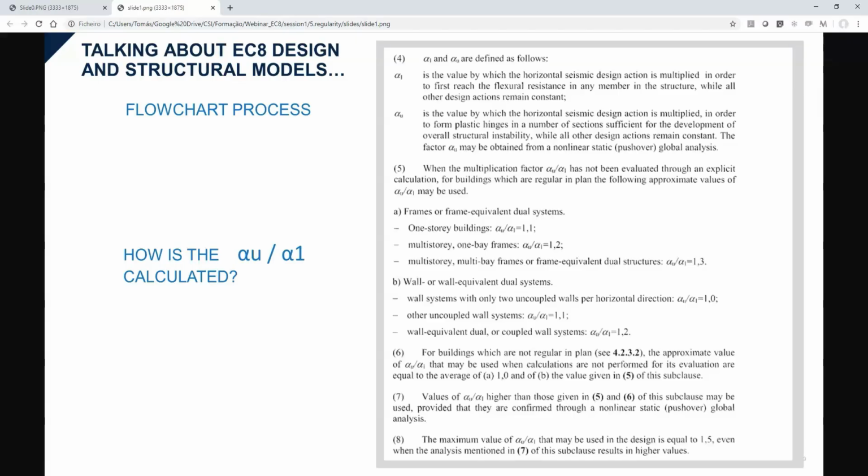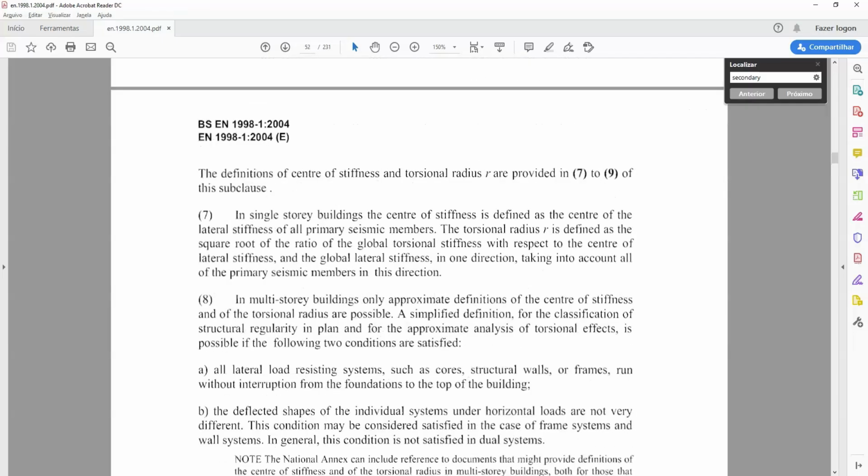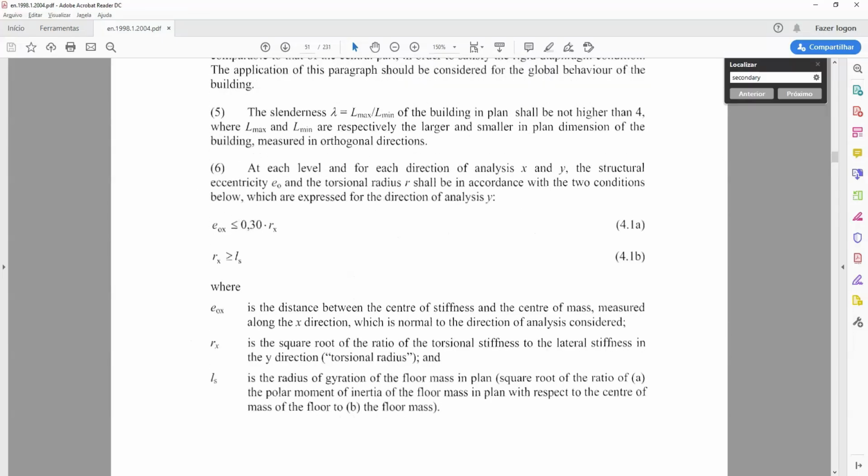Now let's look at the conditions to classify the structure as regular in plan. The Eurocode indicates 2 points we must verify, 4.1a and 4.1b, which relate to concepts we visited earlier. The first condition is that E0x, in both directions, must be less than or equal to 30% of the Rx coefficient. The other condition is that Rx must be greater than or equal to Ls. We saw these earlier when checking if the system was torsionally flexible. We calculated both Rx and Ls.